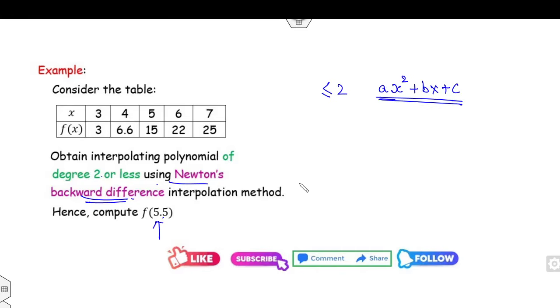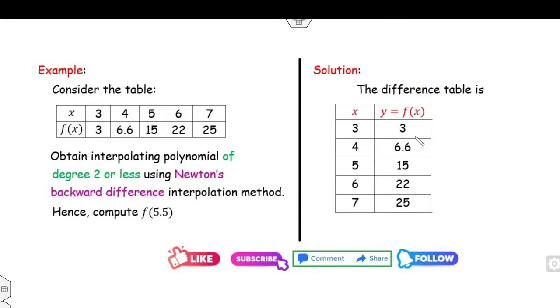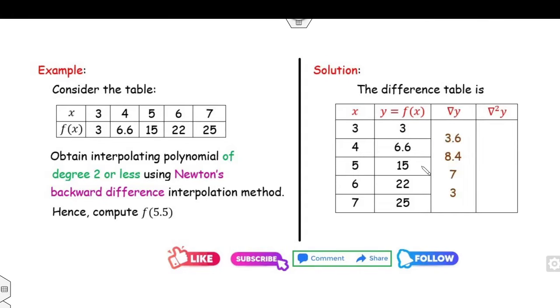So that means in this case, our target is to find the polynomial. Again, the first step is you have to complete the table. What is the nabla of y? If you subtract them, 6.6 minus 3 is 3.6 and so on. Again, the values are not the same. You can subtract them.